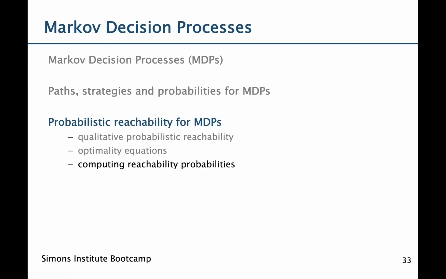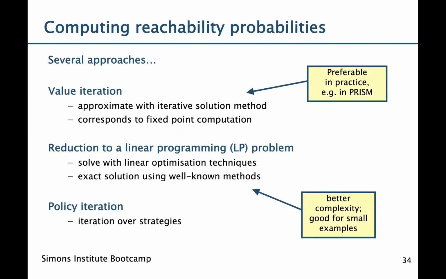So in this final video, I'll cover computing reachability probabilities for MDPs. This is both minimum and maximum reachability probabilities. There are several different approaches. I'll cover value iteration, which is an approximate method, and it is an iterative solution method, and it corresponds to a fixed point computation, as we'll see.